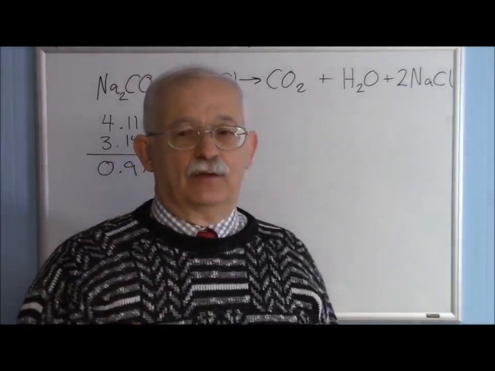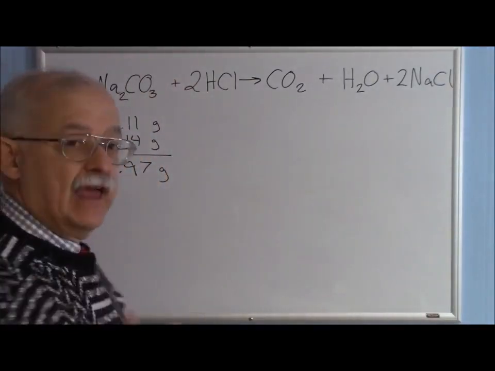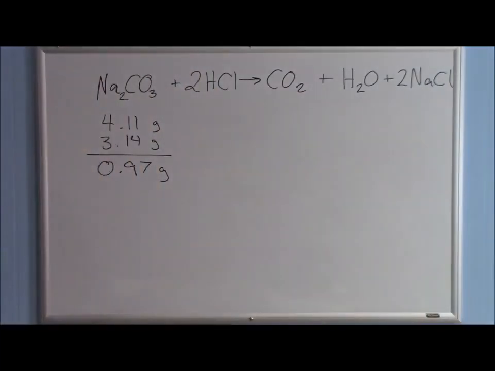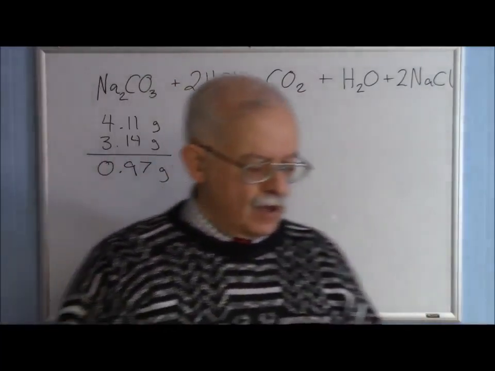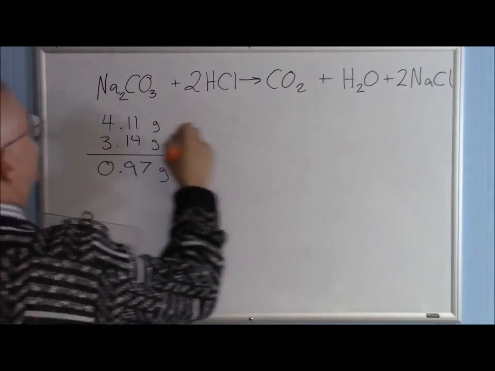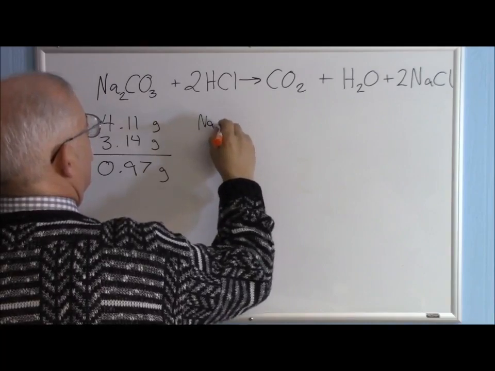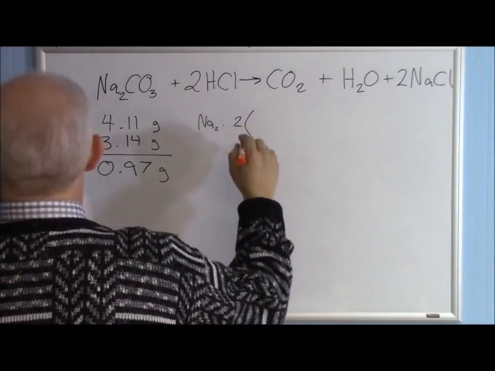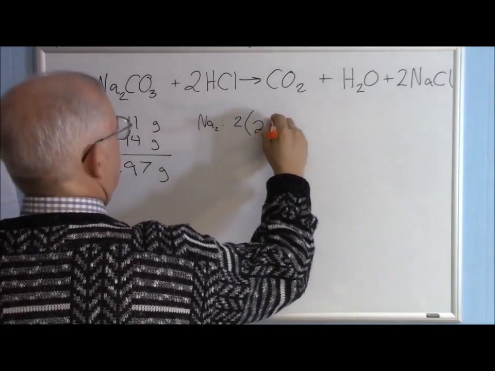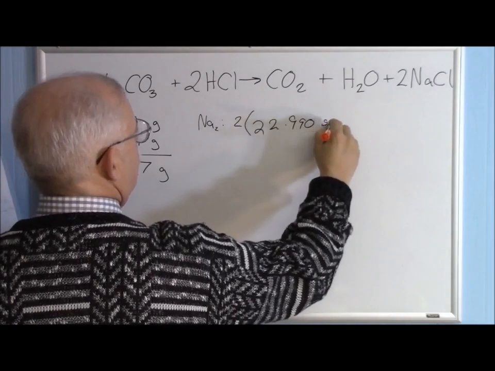Next we need to calculate, well, how many moles of sodium carbonate is that? And hang on and I'll go get my periodic table. Okay, I've got my periodic table. So we're going to need sodium. We have two sodiums. So for sodium, we'll have 2 times its atomic mass, which is 22.990 grams per mole.